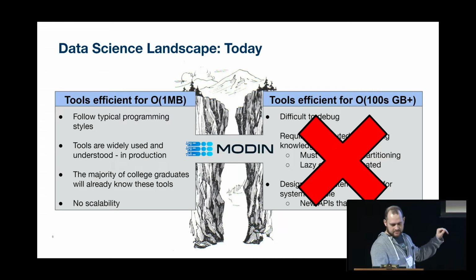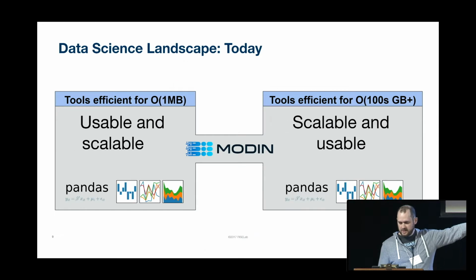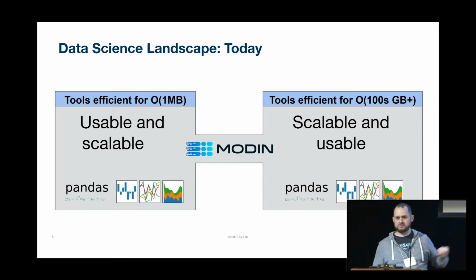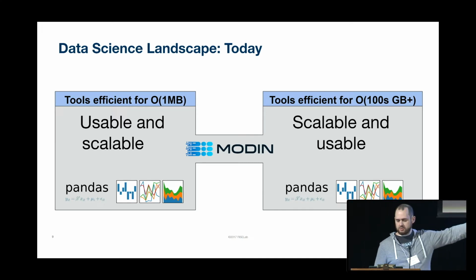So Modin is a project that we created here in the RISE lab to bridge the gap and get rid of all these extra requirements that we have on the right. Because we expose the pandas API, we have things that are usable and scalable, but also scalable and usable.